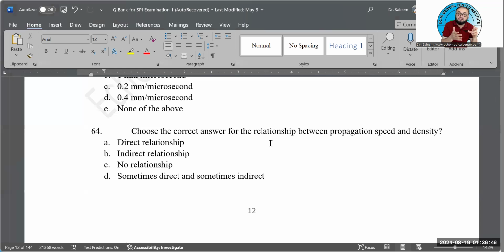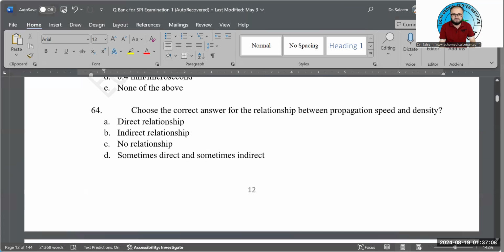So density is in the denominator, which means that if that number increases, the other side of the equal sign will decrease. So if density increases, propagation speed decreases. If density decreases, propagation speed increases. So they have an indirect relationship. Good job. Let's keep going to the next question.